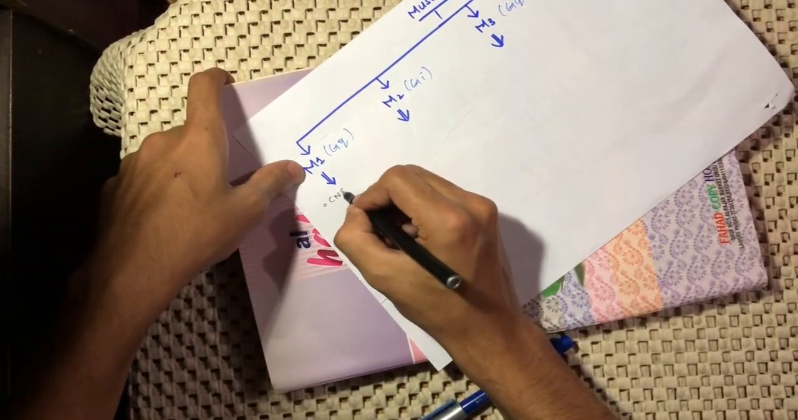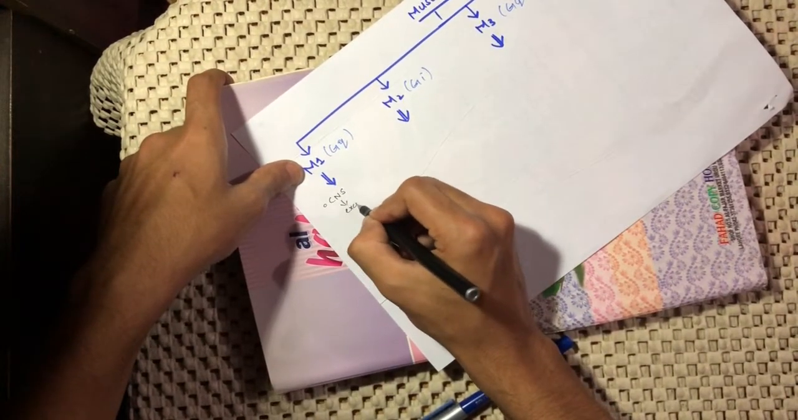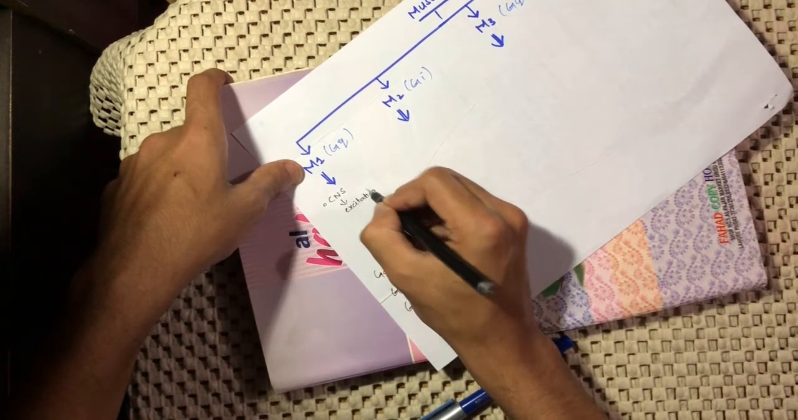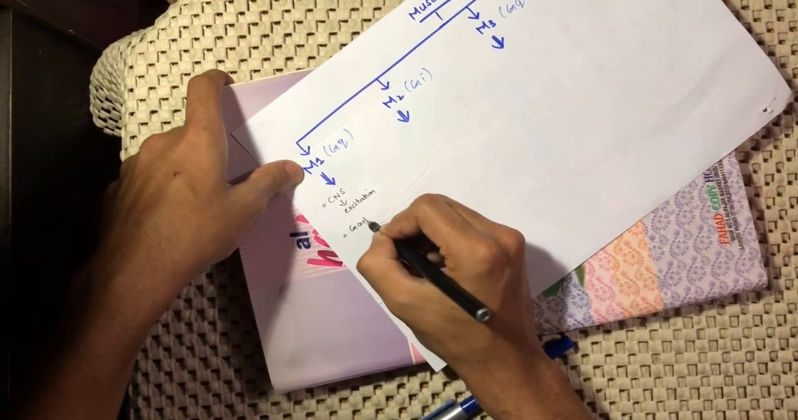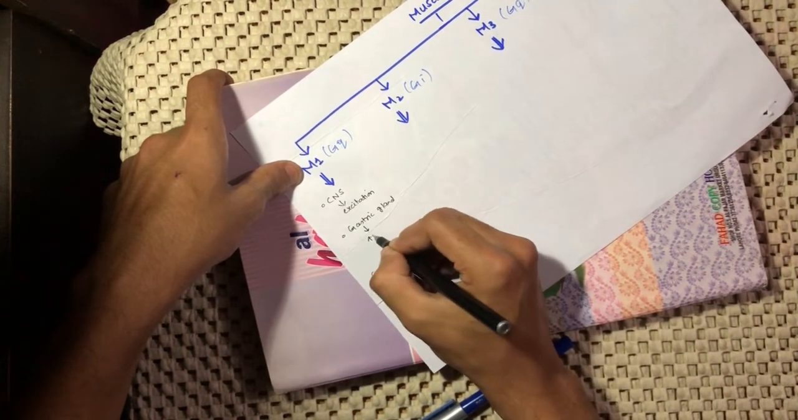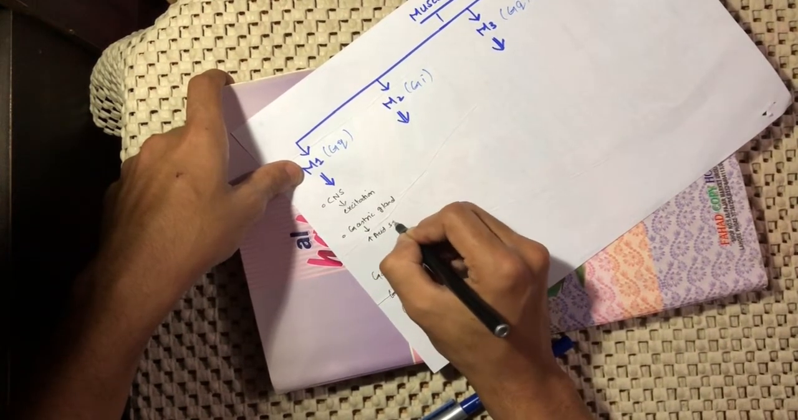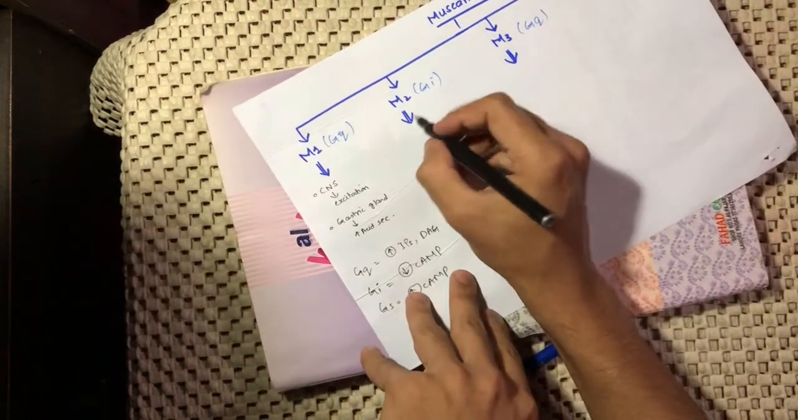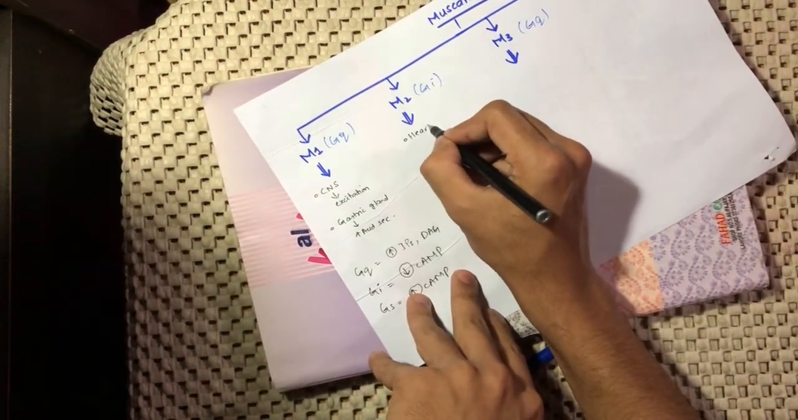M1 receptors are mainly located in the CNS and cause excitation, and in the gastric glands it causes increased acid secretion. The M2 receptors are mainly located in the heart.